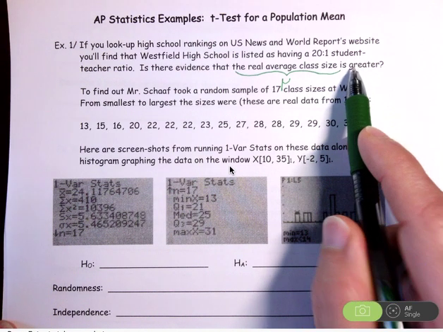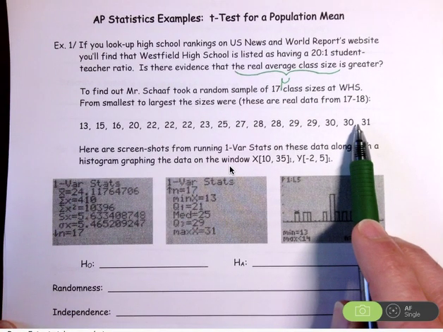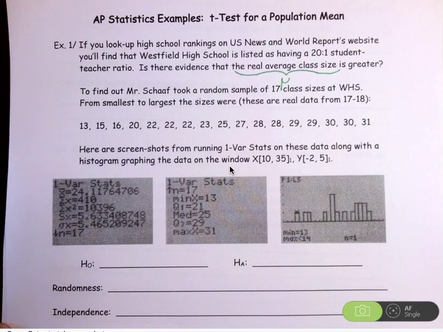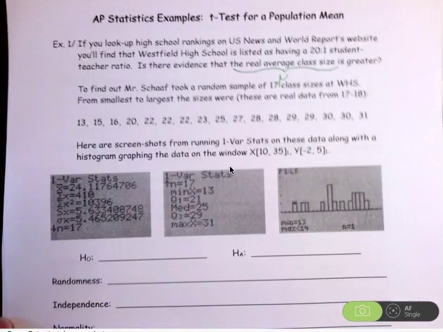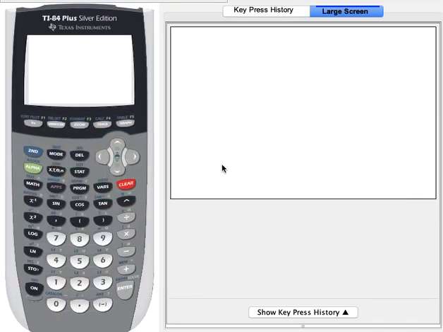So I've gone ahead and I've entered all 17 of these class sizes into the graphing calculator. You are welcome to do that if you want to, although technically you don't have to, because I've already given you screenshots of what will happen on the graphing calculator. You'll want to use your graphing calculator in order to complete the test here in just a second, though. So let's actually go back and look at those class sizes. So I'm just going to pull up my calculator here.